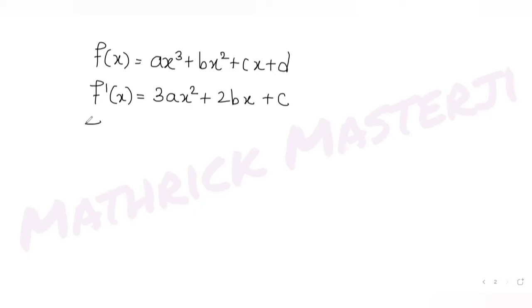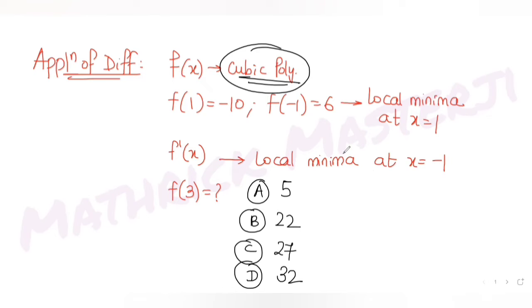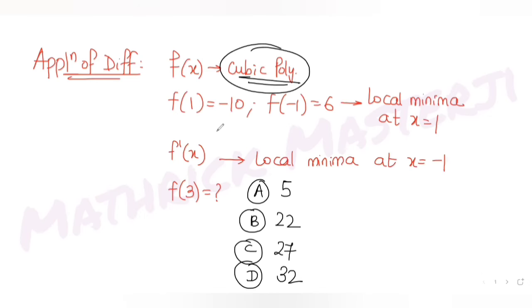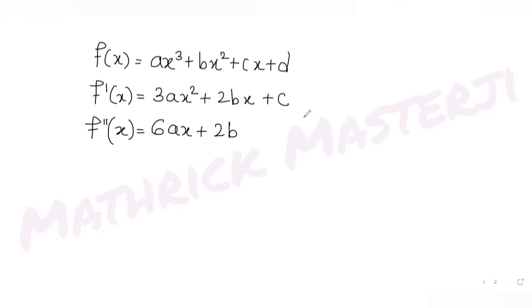And I also find the second derivative, because we have been told that the derivative of this function also has a local minima at x equals minus 1. So the second derivative is 6ax plus 2b. So I have the function, the derivative and the second derivative. Now I'll use the conditions given. They have told me f of 1 is minus 10 and f of minus 1 is 6. At x equals 1, the function's value is minus 10, so I'll put that in this expression.